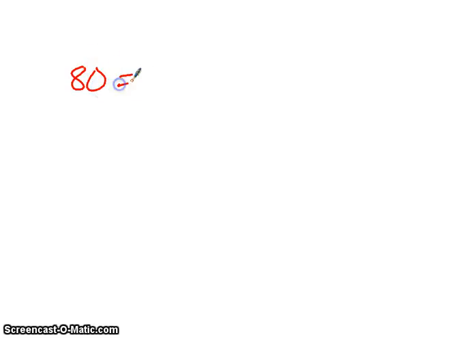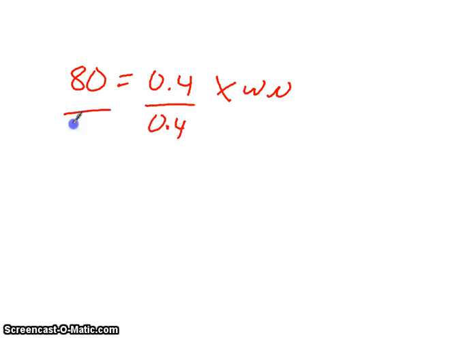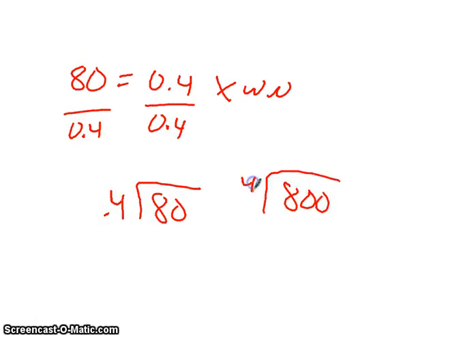80 is 4/10 of what number? Now I'm saying it's what number, so I cannot make a fraction. So I divide again. I'm dividing by 0.4 on both sides. So that's 80 divided by 4/10, which is 800 divided by 4, because I have to move my decimal, and that means I have to add a 0. So it'll be 200. So what number is 200? Very good.